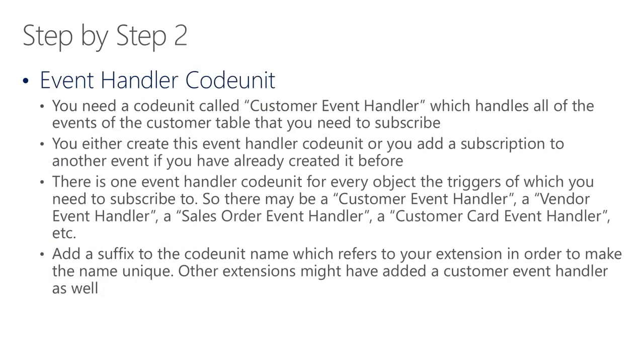You then need a code unit called Customer Event Handler, which handles all of the events of the customer table that you need to subscribe to. You either create this event handler code unit or you add a subscription to another event if you have already created it before. Again, there should be one event handler code unit for every object the triggers of which you need to subscribe to. So there may be a customer event handler, a vendor event handler, or a sales order event handler if you need to subscribe to an event on the sales order page. Suffix the code unit name in exactly the same way as you have done with the class code unit.